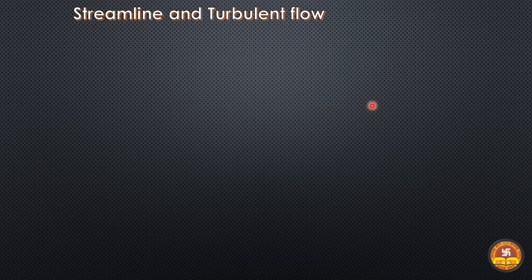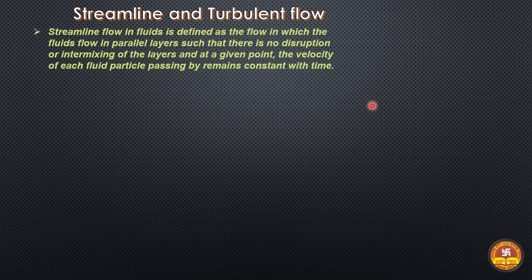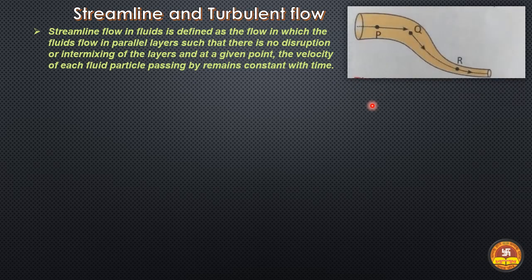Now we will discuss streamlined and turbulent flow. A flowing liquid consists of a number of liquid layers lying one above another. Now, liquid flow may be classified into the following categories, that is streamlined and turbulent. Streamlined flow in fluids is defined as the flow in which the fluids flow in parallel layers such that there is no disruption or intermixing of the layers, and at a given point, the velocity of each fluid particle passing by remains constant with time.